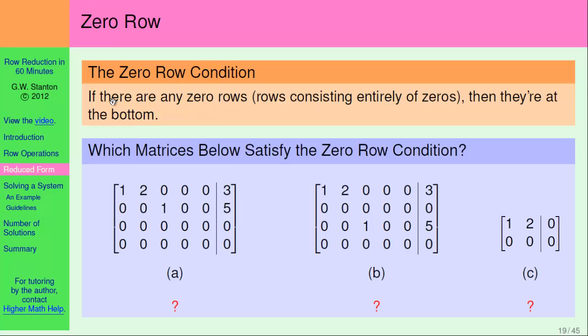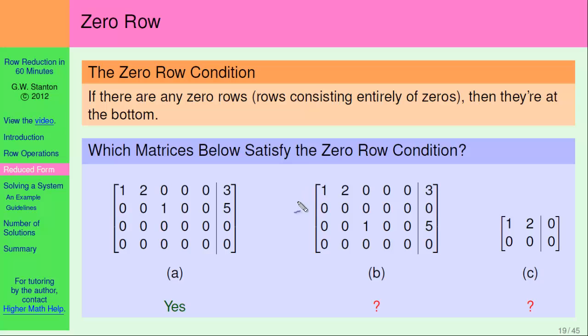Let's take a look at some examples. In this first matrix, we have 2 0 rows, and they're both at the bottom, so this matrix is okay. It's alright if you have more than one 0 row, as long as they're all at the bottom.